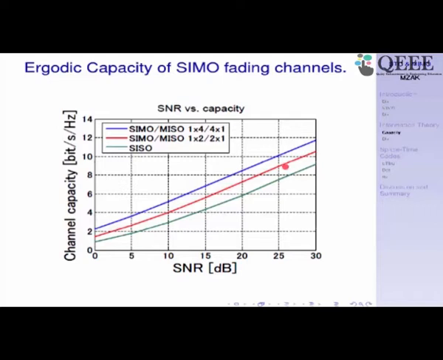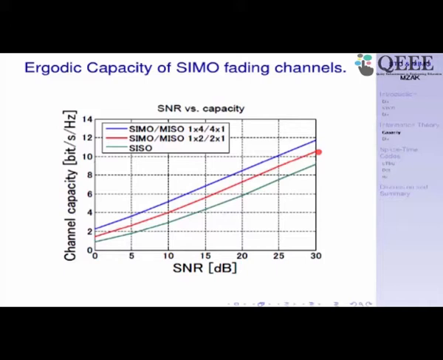So the lowest green curve is for the SISO channel, so one transmit, one receive. The red line is 1 cross 2 or 2 cross 1. As an exercise, I would request you to see that the MISO will also have the same capacity. The SIMO and MISO have the same capacity, so they are dual channels. So as an exercise, please work out that the MISO capacity is the same as the SIMO capacity. The red one is for the 2 cross 1 or 1 cross 2, and the blue one is for 1 cross 4. What you see here is the gains: even though we have increased to 4 antennas, the gain at 30 dB, the number of bits that you are increasing is roughly, I would say, 3 bits.